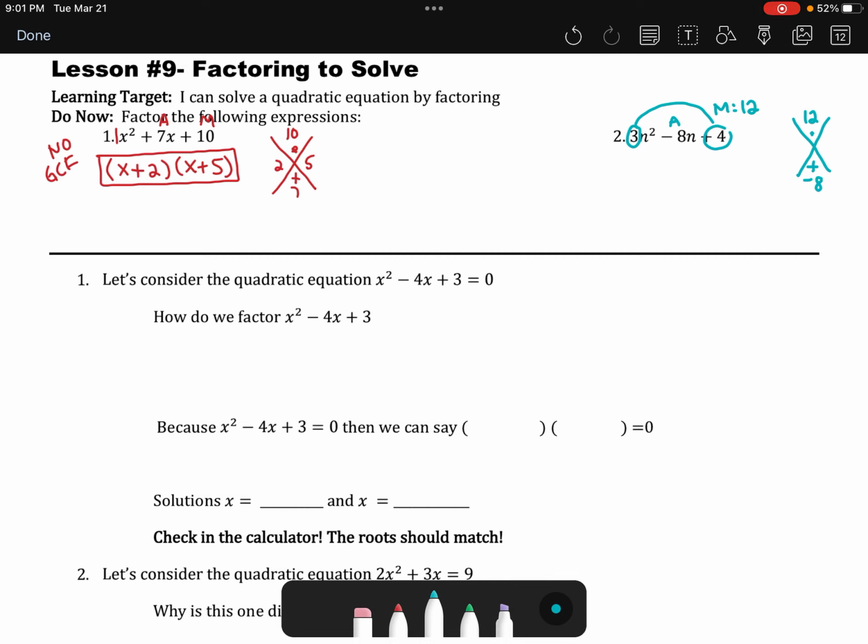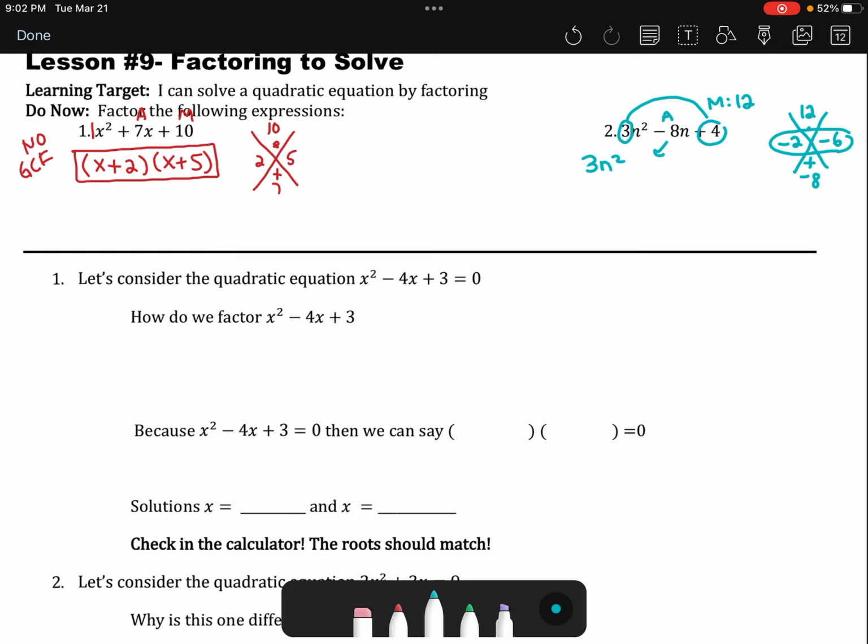Start thinking about it. 1 times 12, 2 times 6, 3 times 4. But all of those are positive. So what other numbers multiply to a positive 12? Negatives. Negative 1 and negative 12. Negative 2 and negative 6. Those are it. Those are going to add up to a negative 8. So we can't use the shortcut here. We have to split the middle term into negative 2 and negative 6.